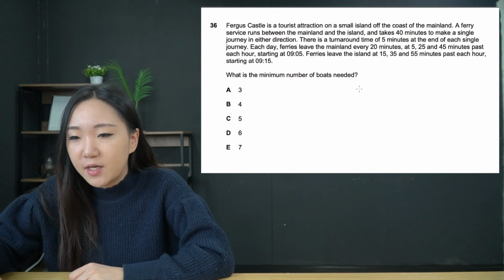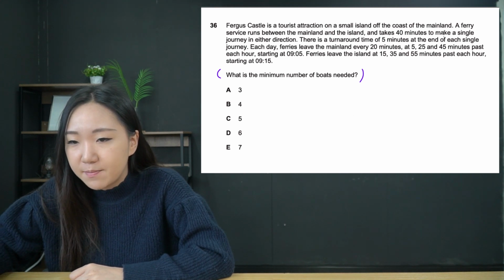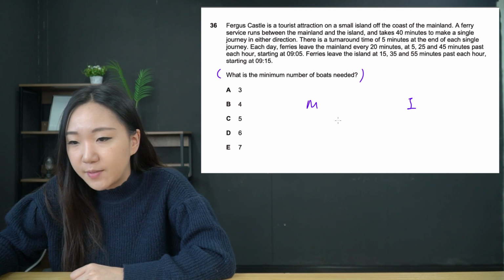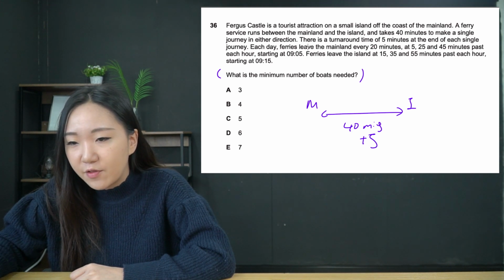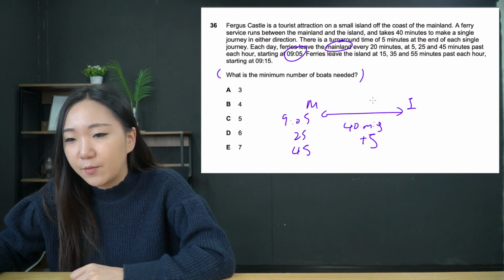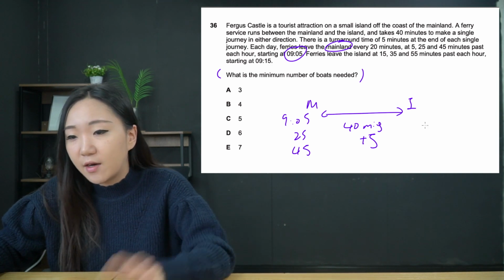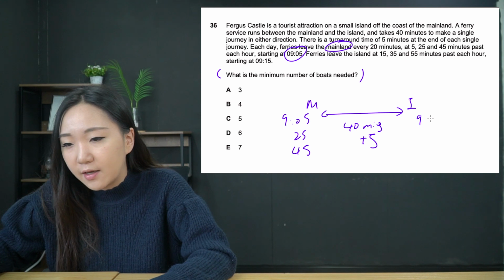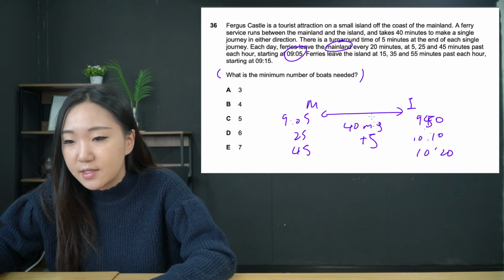Okay, what is the minimum number of boats needed? So we've got a tourist attraction, a ferry service, mainland, island, and it takes 40 minutes to make a single journey in each direction. Turnaround is 5 minutes. Okay, each day we leave every 20 minutes starting from 9:05 from the mainland, so it's going to be 9:05, 25, 45. So I'm going to calculate immediately, without looking at the rest of it yet, what time the boat would be ready to leave the island. So that would obviously be 9:50. And then 10:10 and 10:20 if you could calculate the fact that it's got this turnaround time.